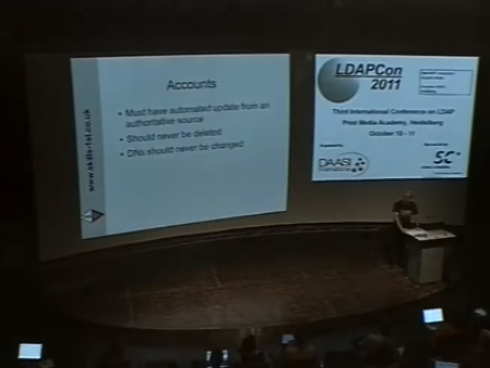So my first control, you must have automated update for your accounts from an authoritative source. So if the directory itself is not the authoritative source, if people are not self-registering on it because it's your website user thing, then you should update automatically from human resources, student management, whatever.